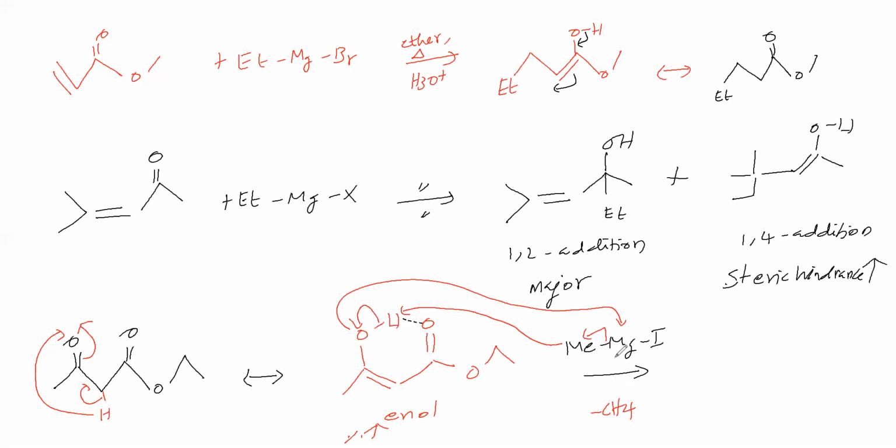This Mg is having positive charge. This positive charge attacks this O minus. Therefore, it will become OMgI. Then here double bond O, here O, and so we get the product.